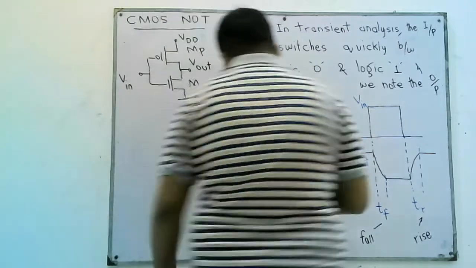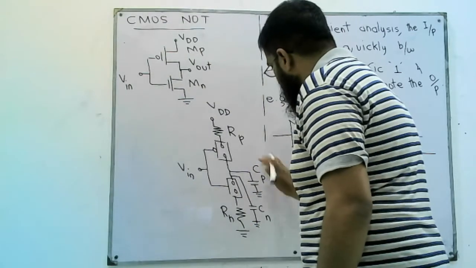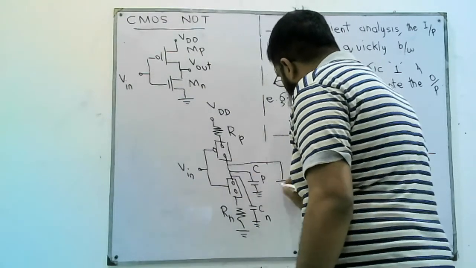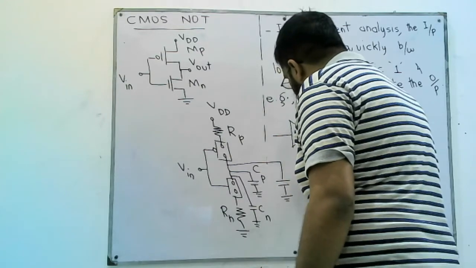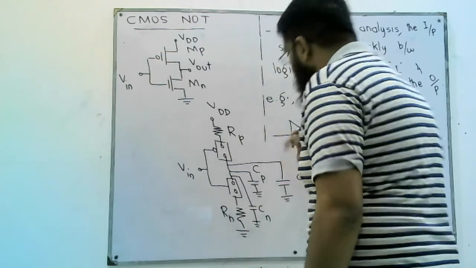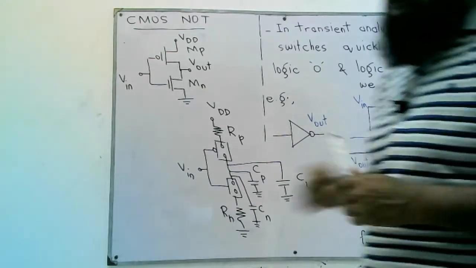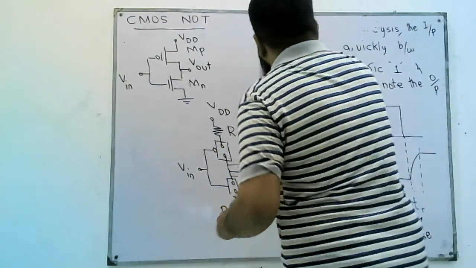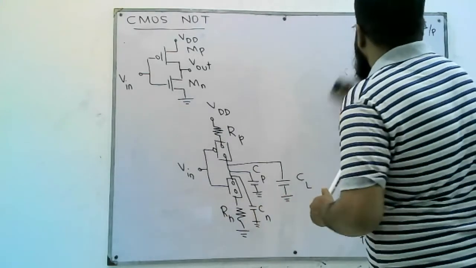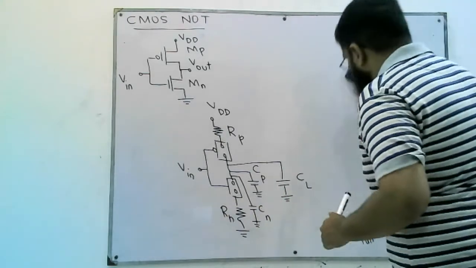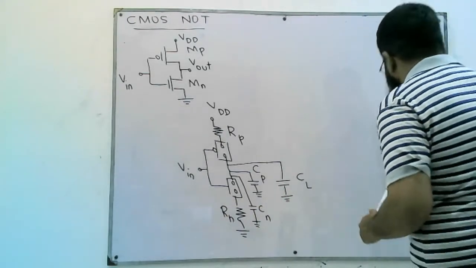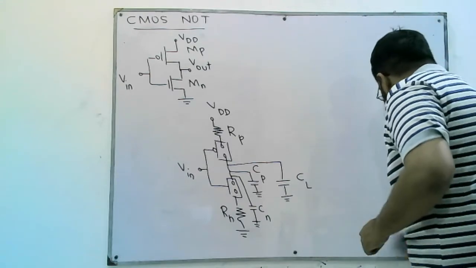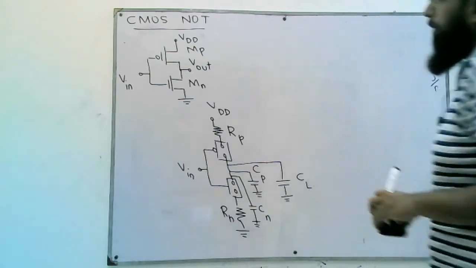And of course this gate has to drive a load that we should call CL. So this is the RC model of the CMOS NOT, perhaps the simplest RC model for both transistors that we have connected to form a CMOS NOT.